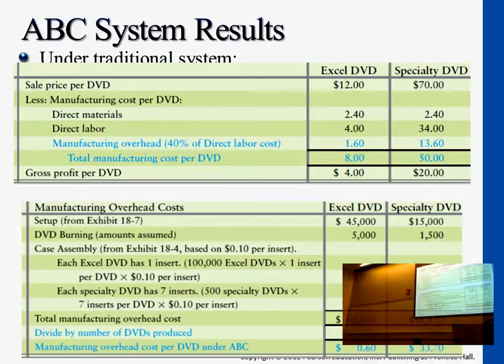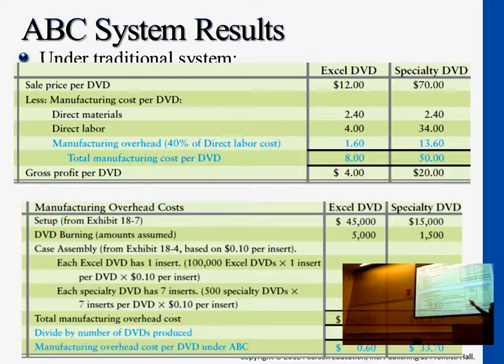Are you following this? What we're trying to do is, if we separate the cost of manufacturing overhead into more details, we're able to trace in more detail what is specifically machine hours used for this type of product, what is the setup cost used for different types of products, and what is the DVD burning cost used for different types of products. So the detailed breakdown leads us to understanding that manufacturing overhead cost here is 60 cents per Excel DVD, whereas in the beginning it was $1.60. And here, specialty DVD really costs us $33 in manufacturing overhead, and if we match it to the beginning table, we have $13.60.